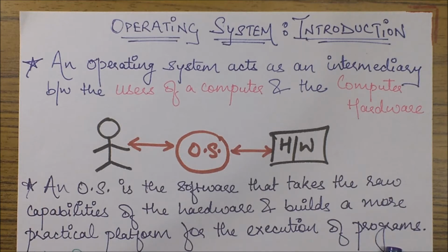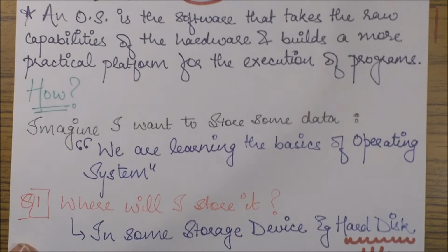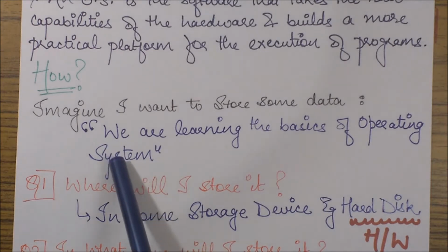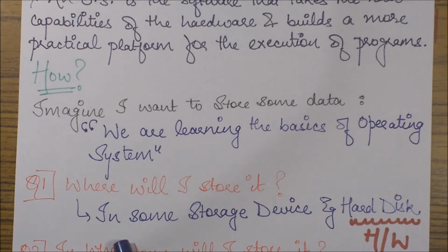Now let's take an example and let's see how this happens. Imagine I want to store some data, and what is that data? Let's say I need to store this line which says that we are learning the basics of operating system. So where will I store it? First question that comes into my mind is where do I want to store it? I'll be storing it definitely in some storage device of my computer, which can be a hard disk, right? So now this is a component of your hardware.